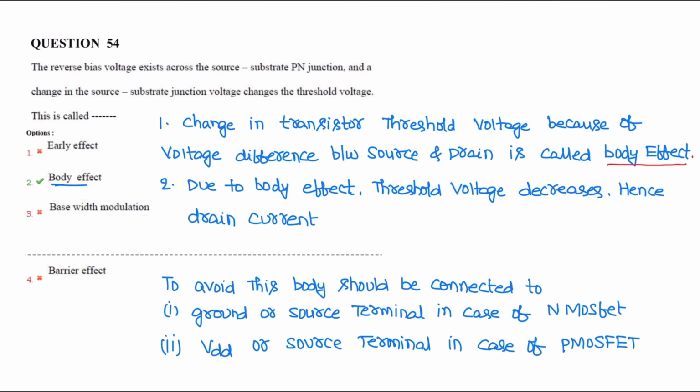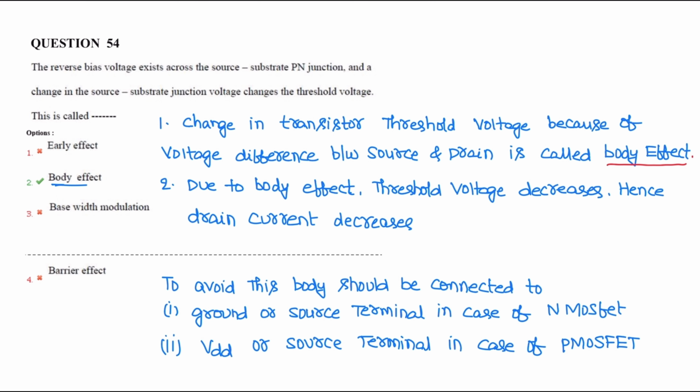Due to body effect, threshold voltage decreases, and hence the drain current also decreases. To avoid this body effect, the body should be connected to ground or source terminal in case of N channel MOSFET, or it is connected to VDD or source terminal in case of P channel MOSFET.